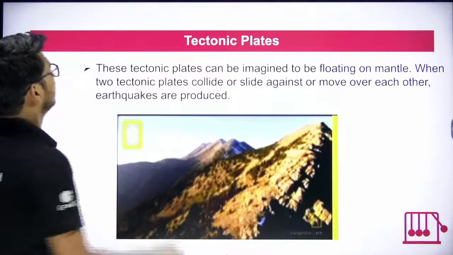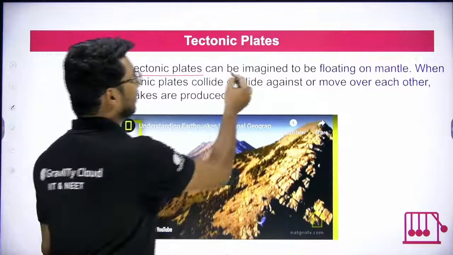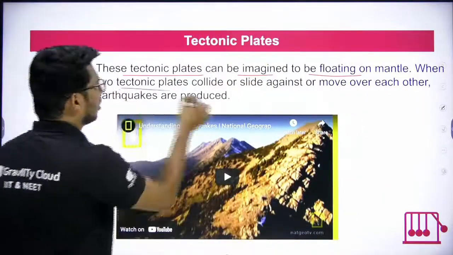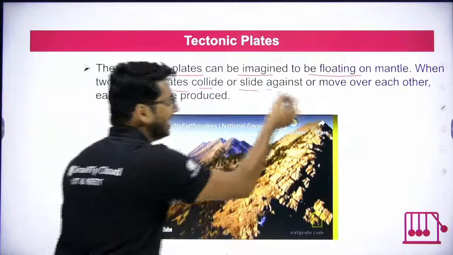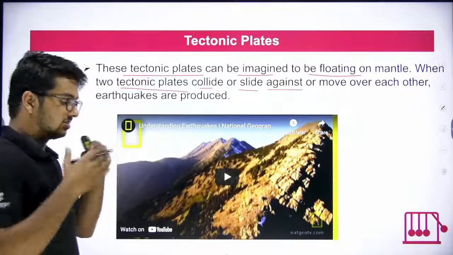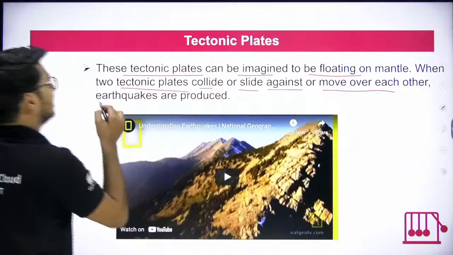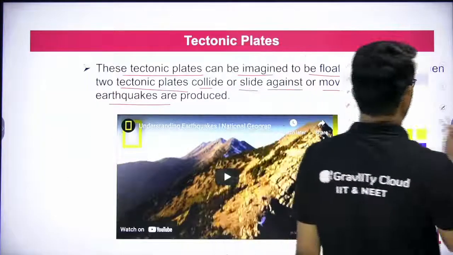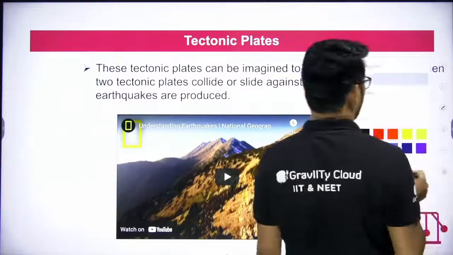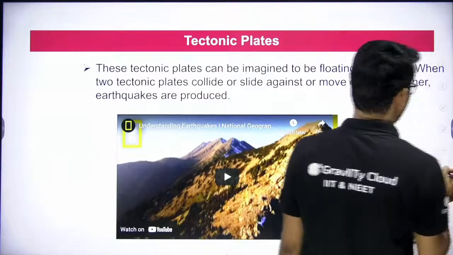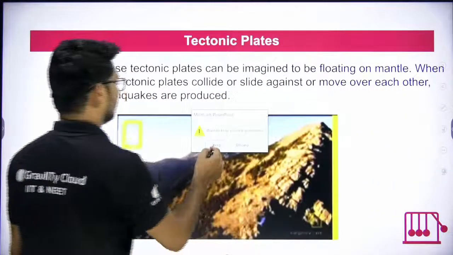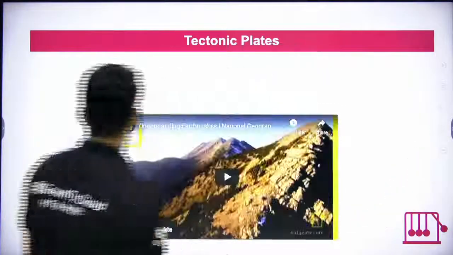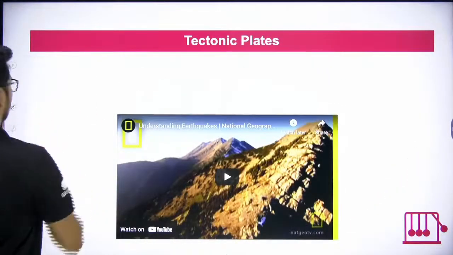Now, these tectonic plates can be imagined to be floating on the mantle, as I told you. When two tectonic plates collide or slide against or move over each other, earthquakes are produced. What does that mean? How does it happen exactly? See, we might not be able to feel it, but that doesn't mean that they are not floating. Just a minute, everyone.